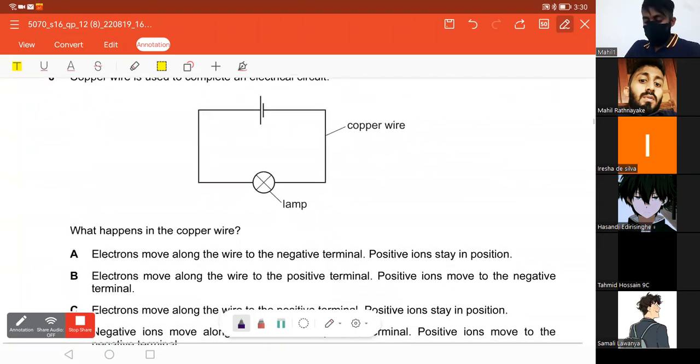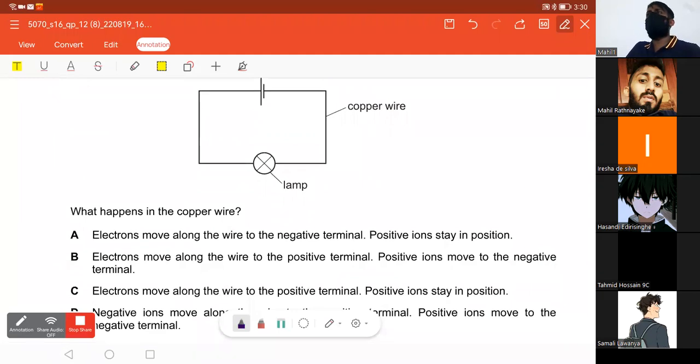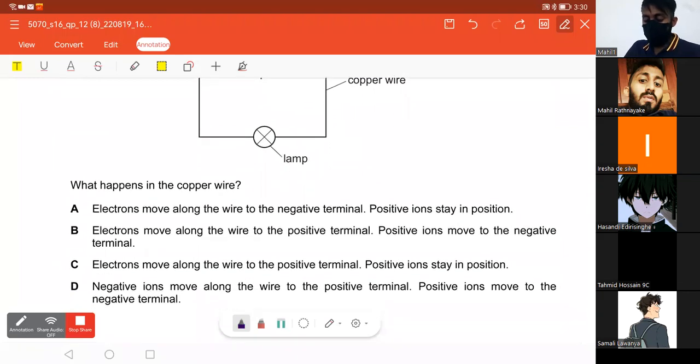Copper wire. Can I know the bonding? Metallic bonding. Electrons move to the negative terminal? Wrong. Electrons are negatively charged. They are attracted to the positive terminal. B is half correct, but positive ions cannot move. When you connect the copper wire, you can't see copper moving here and there. Therefore, answer is C. Electrons move to the positive terminal, but positive ions stay in position.